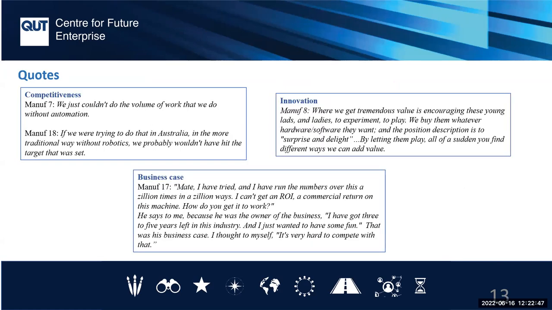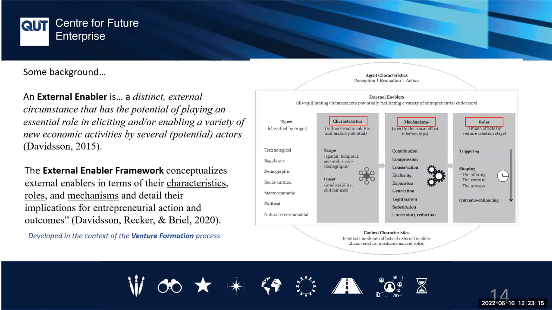So just to help bring this study to life a bit, here are some quotes about some important aspects. Obviously, you do robotics for competitiveness. That was a really, really strong outcome of people telling us. And we just couldn't do the volume of work we do without robotics. If we were trying to do that in Australia, we couldn't meet the target that was set. So onshoring, sovereign capability was very important.